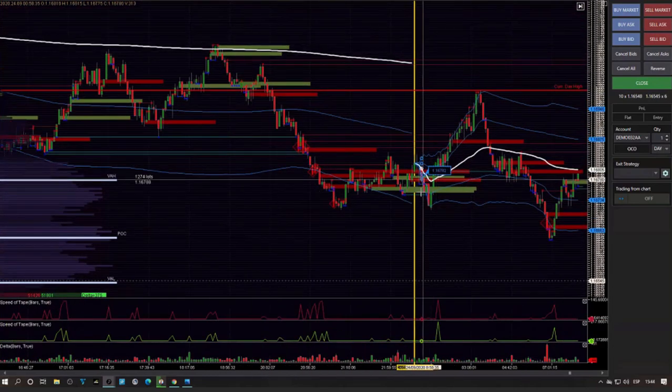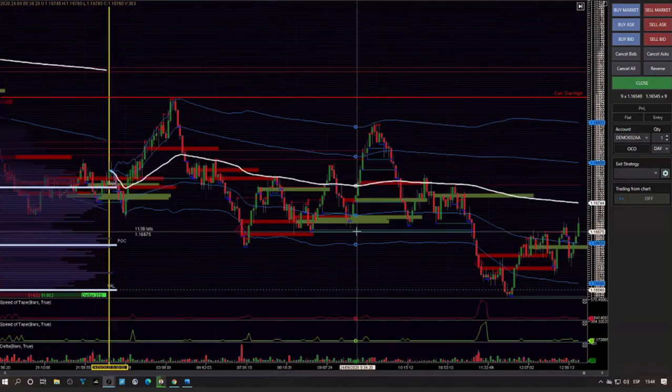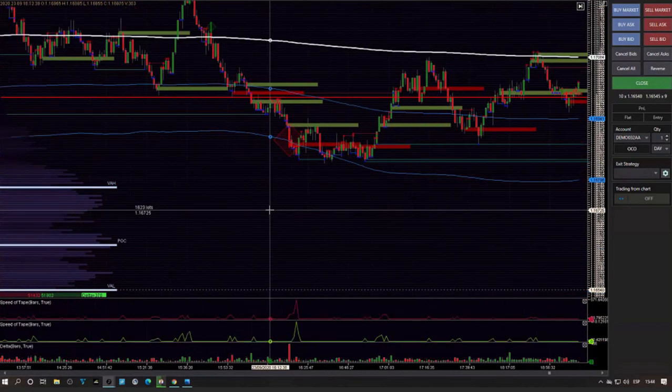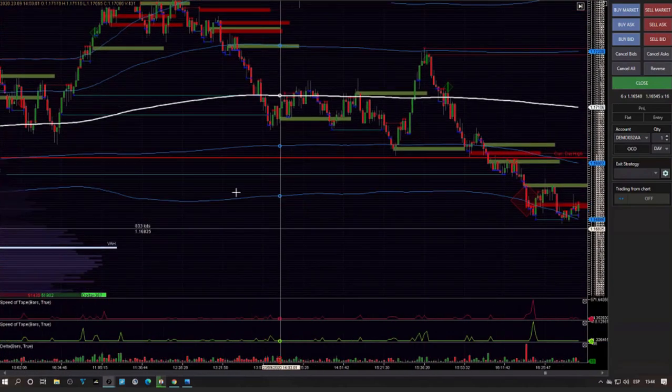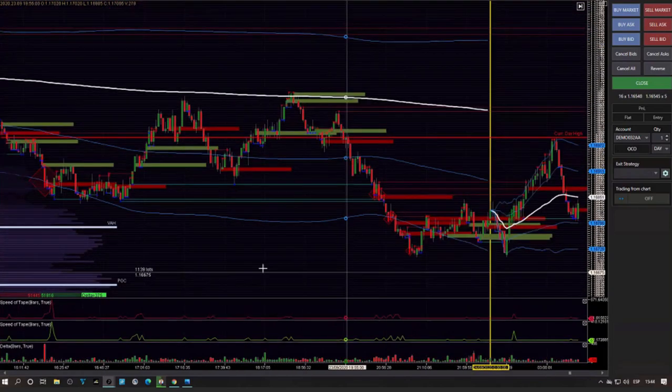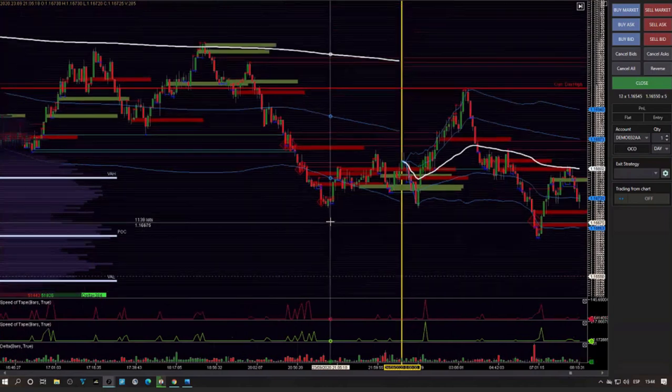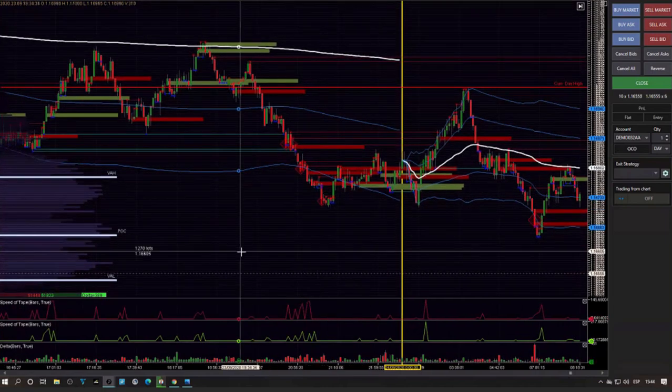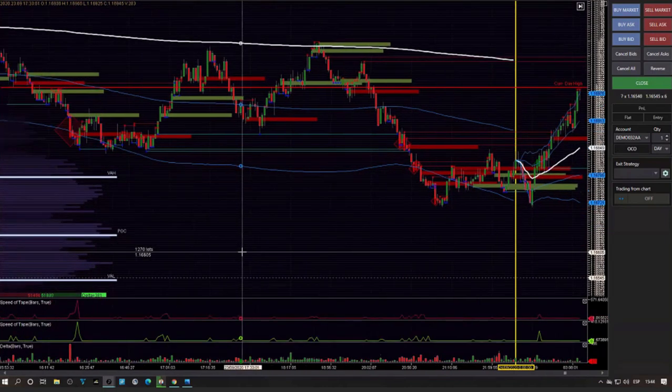This yellow line here is the beginning of the session. So this would be yesterday's session right here. And what I like to do is always look at what happened yesterday, try to find where the money was yesterday, so it can influence or not today's session.